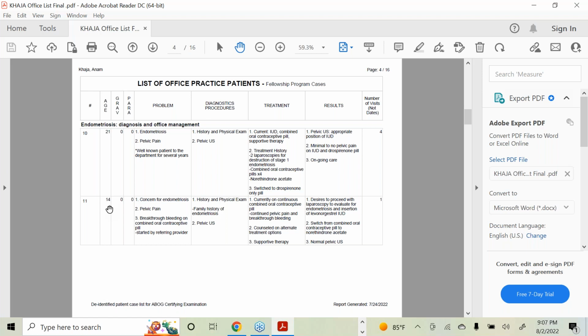And I usually see them, depending on how their symptoms go, initially every 3 months, then spread it out to 6 months, and then a year once they're in a good place. Good. Sounds good.